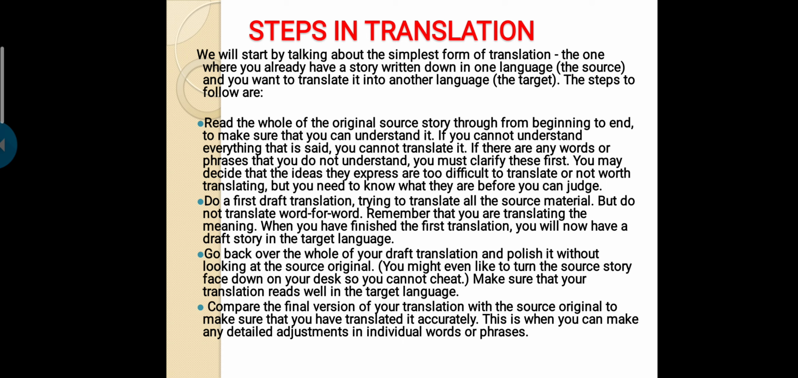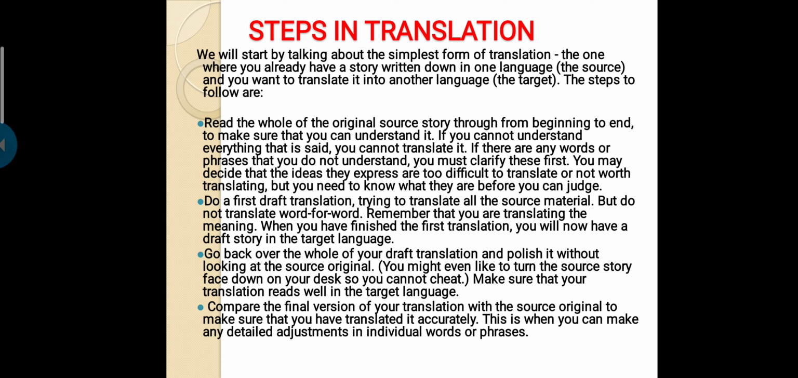Next is steps in translation. First, read the whole of the original source story through from the beginning to end to make sure that you can understand it. If you cannot understand everything that is said, you cannot translate it. If there are any words or phrases that you do not understand, you must clarify these first. You may decide that the ideas they express are too difficult to translate or not worth translating, but you need to know what they are before you can judge.